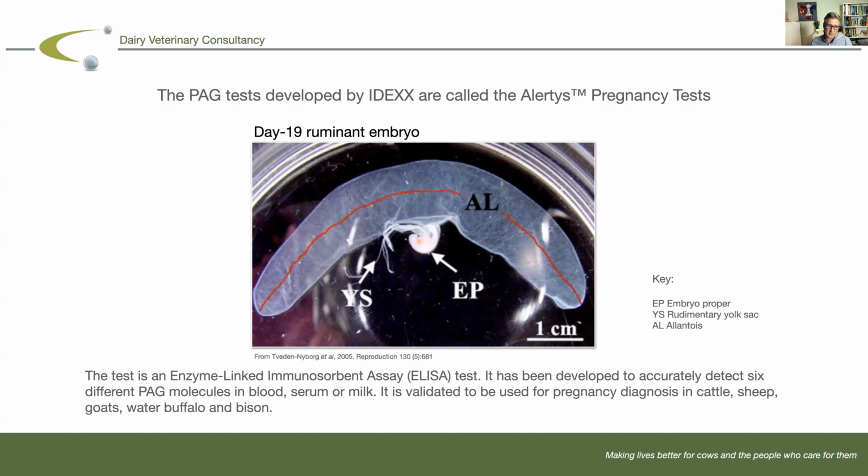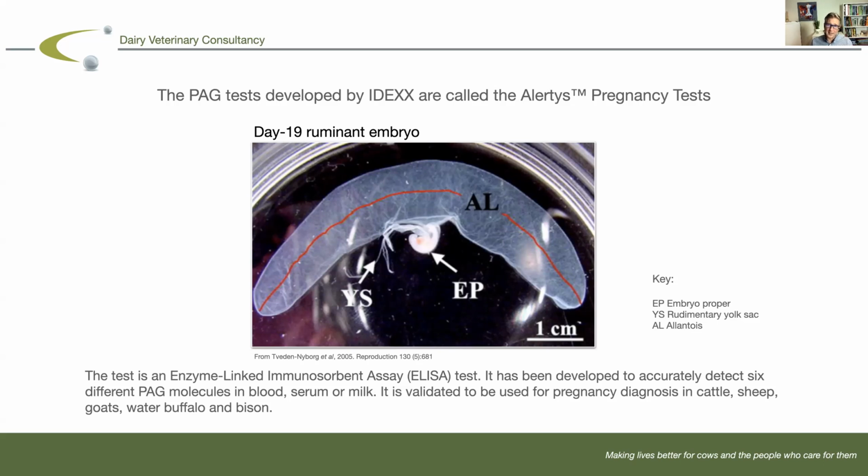There are 6 different PAG proteins used in the Alertys test. These are PAG4, PAG6, PAG7, PAG16, PAG18, and PAG19. I'm not sure it's important to know those numbers. The point is that there is more than one PAG detected in the test, because they are produced in different amounts at different stages of pregnancy. So that increases the value of the test throughout the different stages of pregnancy.